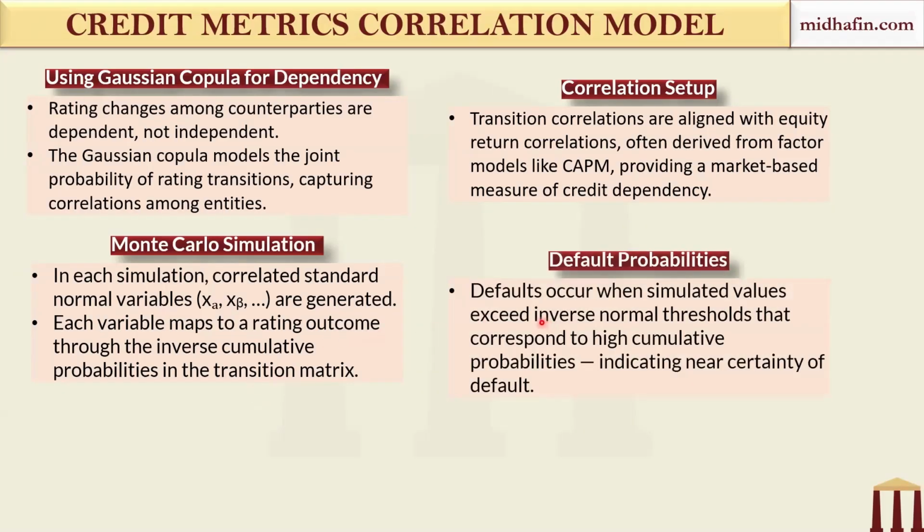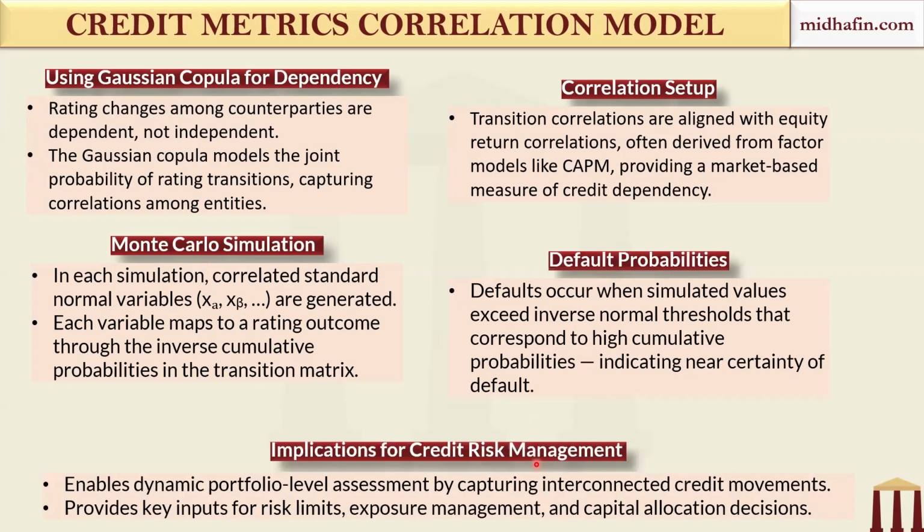Now defaults occur in this framework when the simulated value exceeds a certain threshold: the inverse normal cutoff corresponding to a cumulative probability which will be high, let's say a probability near 1. So a near certainty of default. Crossing that threshold effectively means that the firm has entered default territory in the simulation. And what are the implications for credit risk management? So the correlation model allows for a dynamic portfolio level assessment, capturing how the credit health of one entity can affect another entity, and it captures the interconnected movements in that way.